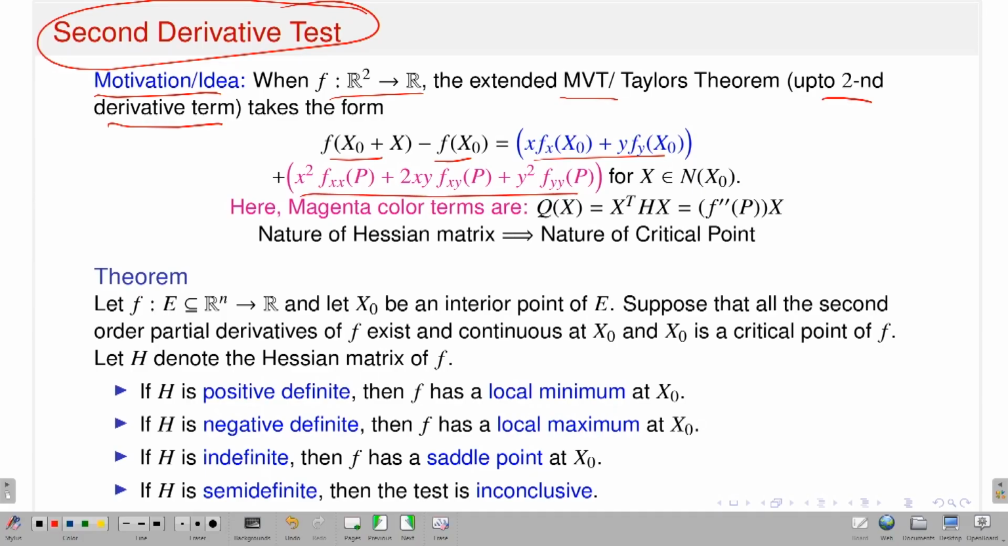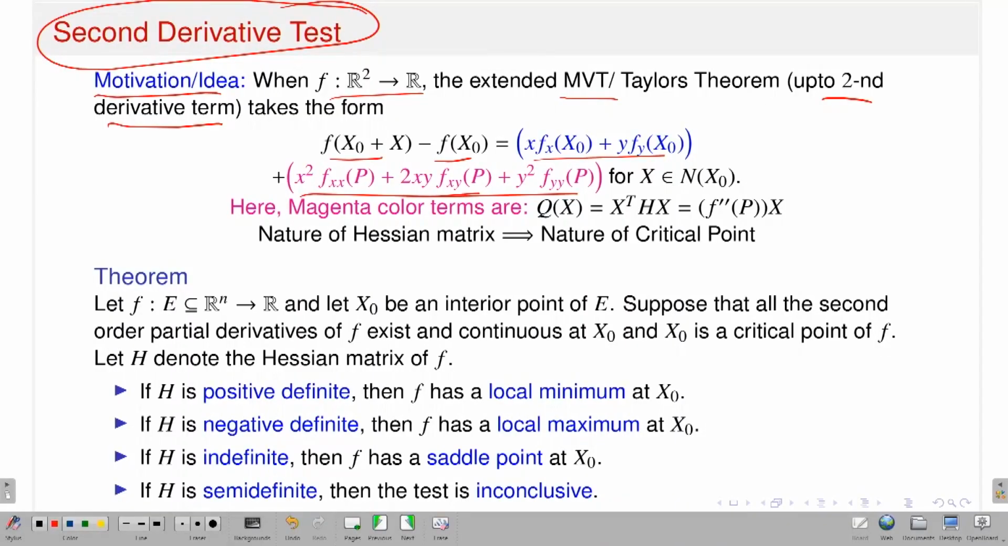Of course, you can easily understand that I am talking about f_xy at p being the same as f_yx at p. That means I am assuming that the second order partial derivatives exist and are continuous. Therefore, their mixed derivative values will be equal. That is why I will just club the 2xy terms together.